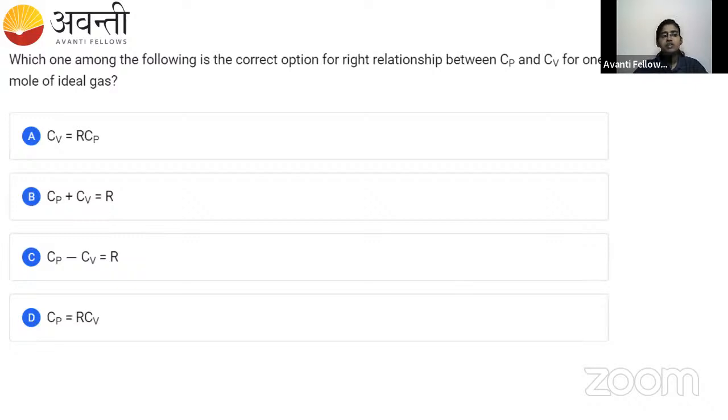Which one among the following is the correct option for the right relationship between Cp and Cv for 1 mole of ideal gas? Again, just now we have discussed. It is Cp minus Cv equal to R. Option C. Cp minus Cv equal to R. Right? Very easy. Coming to the next question.